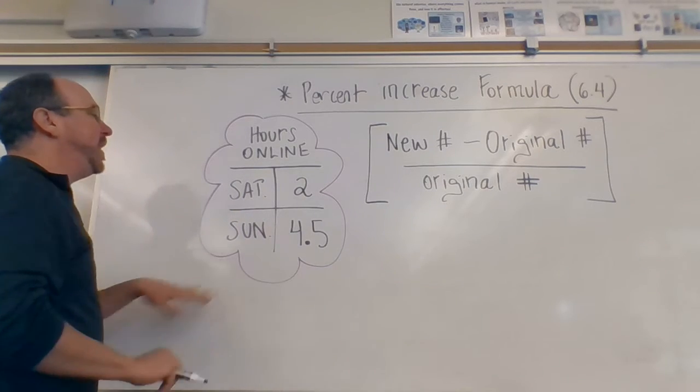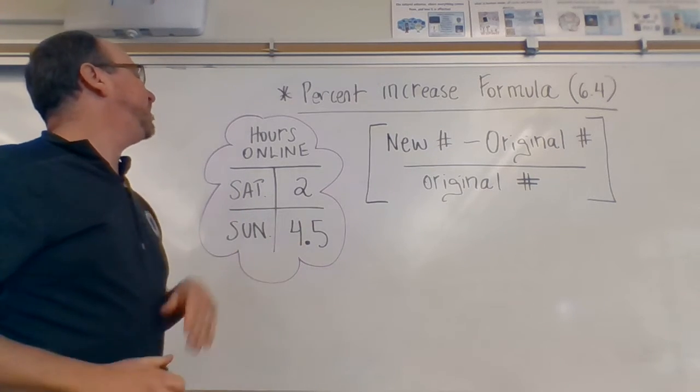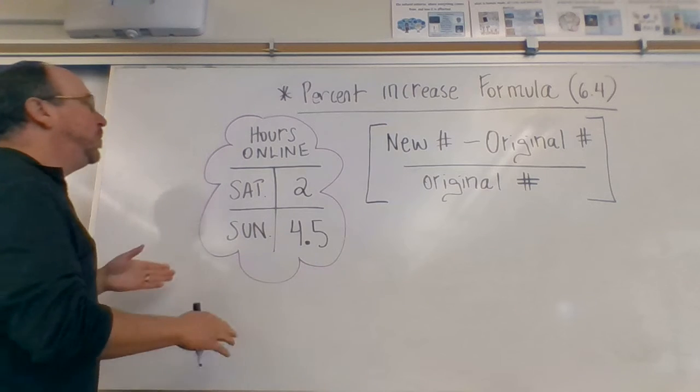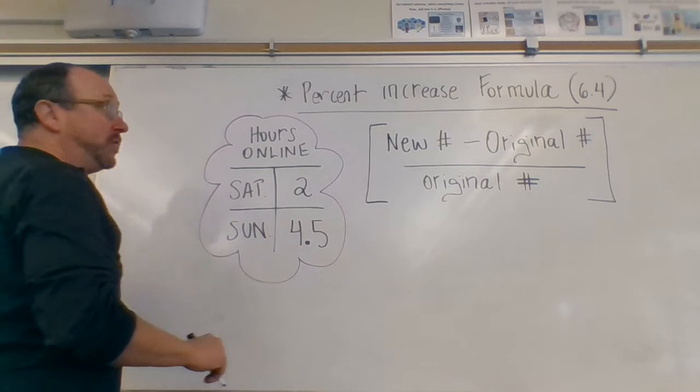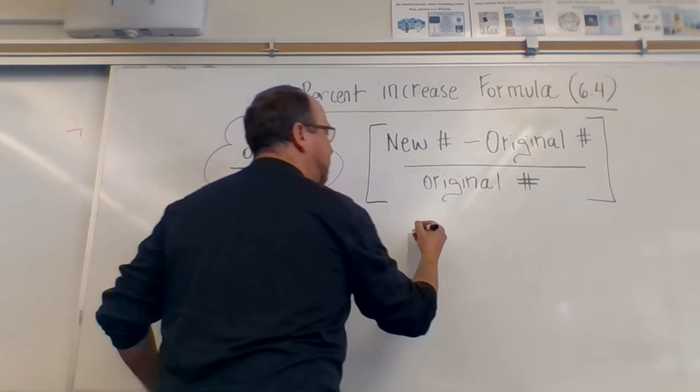On Sunday we did some more, right? We did 4.5 hours. So what is this saying? Sunday would be the new value. Saturday was the original value. So we're putting this into this formula.